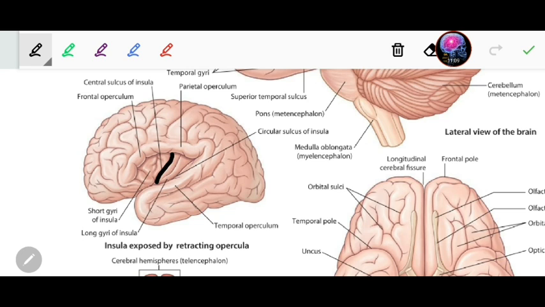The anterior region presents 3 to 4 short gyri called gyri brevia. And the posterior region presents 1 to 2 long gyri called gyri longa.